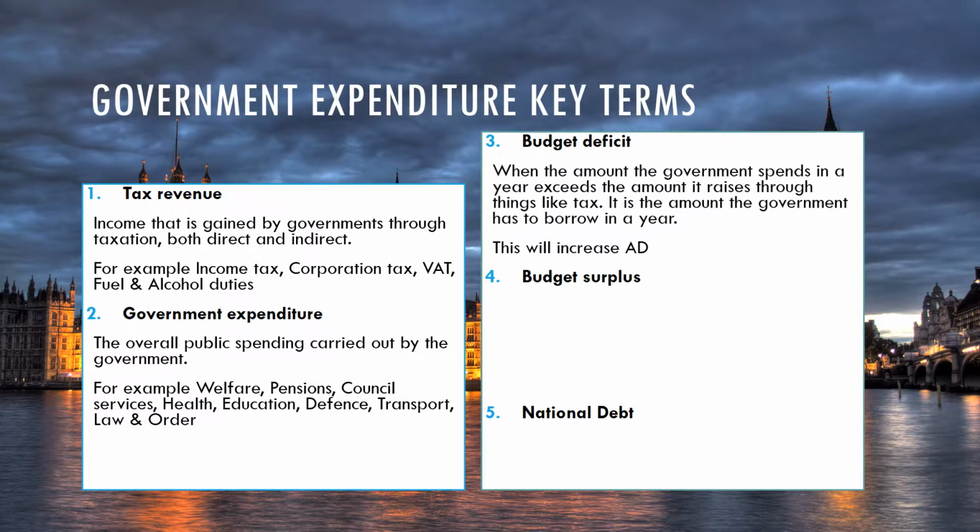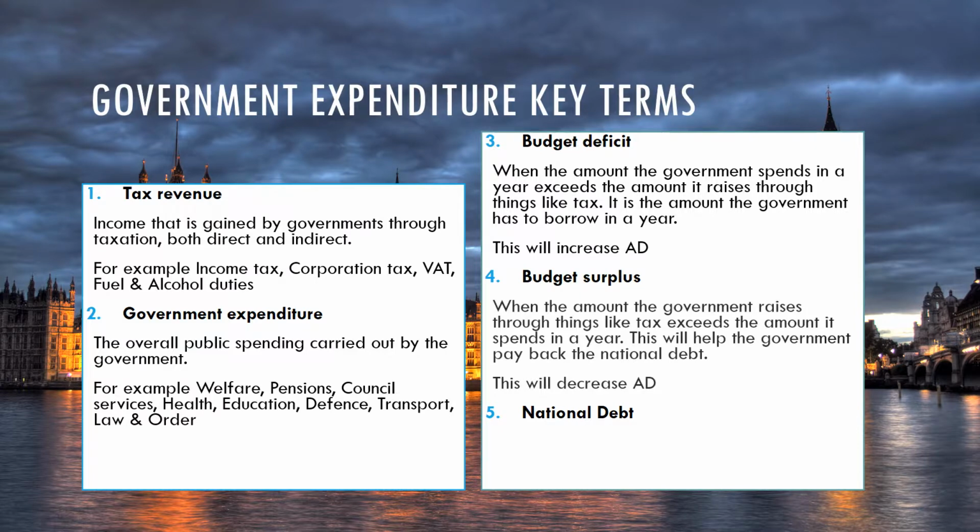Thirdly, budget deficit. This is where the amount the government spends exceeds the amount it raises in tax. And if that's the case, the government often has to borrow the difference. So when the government spends more than it receives in tax, we describe that as being a government budget, or sometimes a fiscal deficit. Now, if the government is spending more, it's more of an injection, and they're taking out less of a withdrawal, this will increase aggregate demand in the economy.